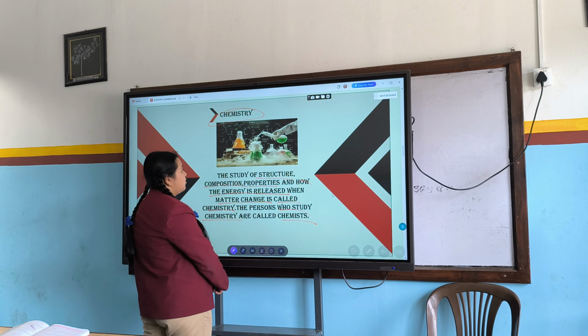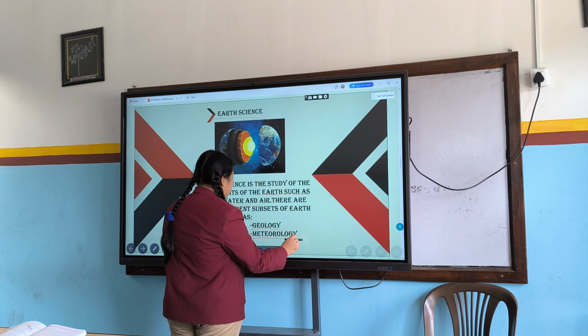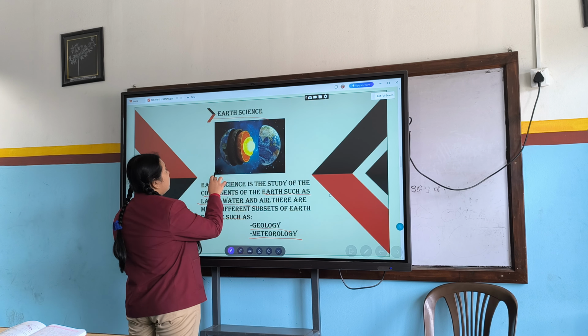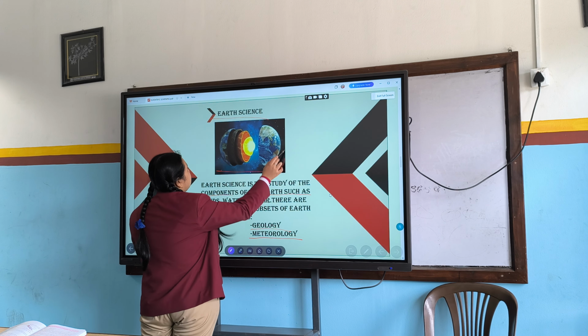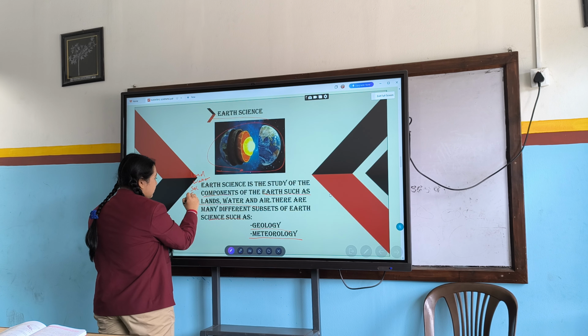The next branch of science is earth science. Earth science is the study of components of earth, such as land, water, and air. There are many different subsets of earth science, such as geology and meteorology. So earth science is the study that deals with the components of earth, like land, water, soil, etc.